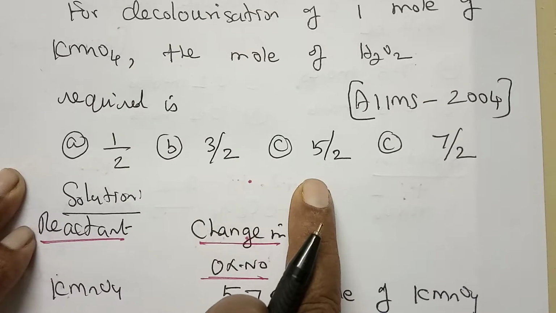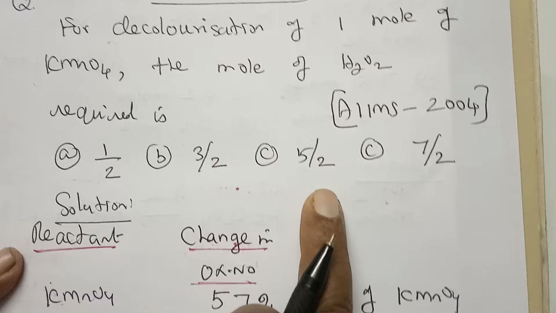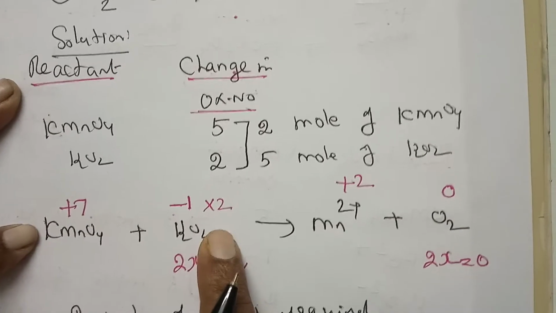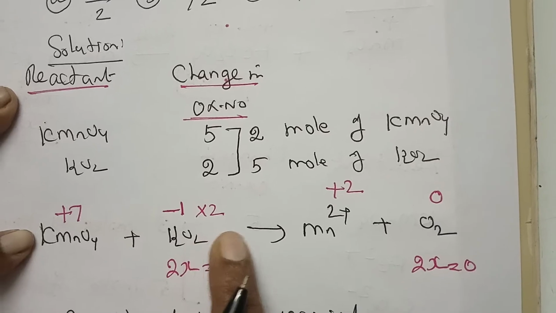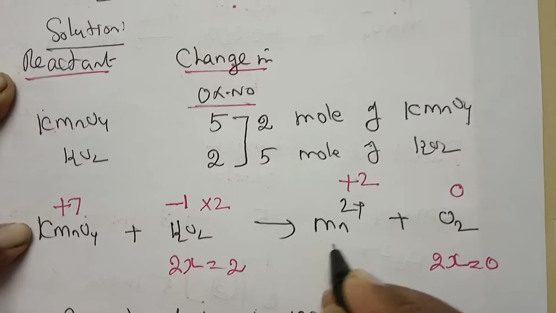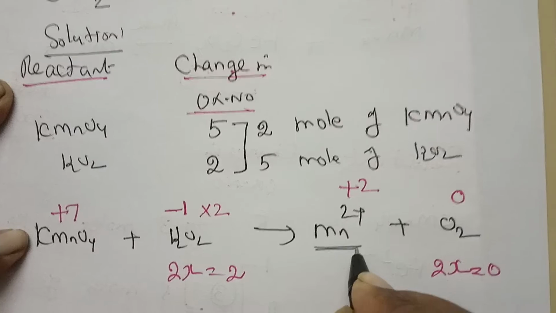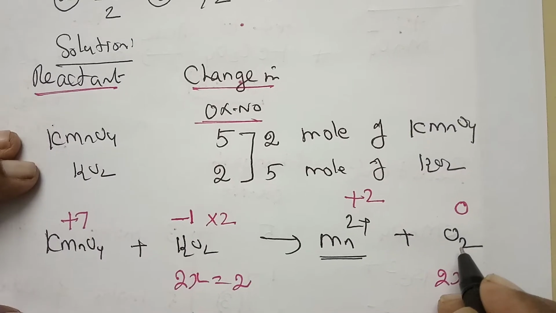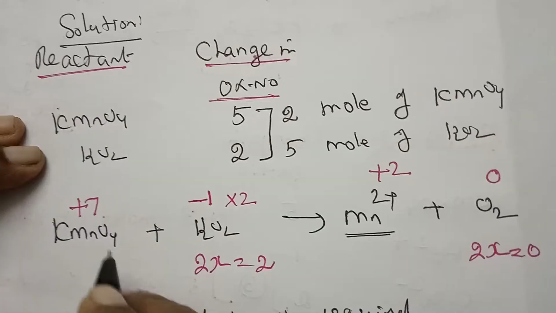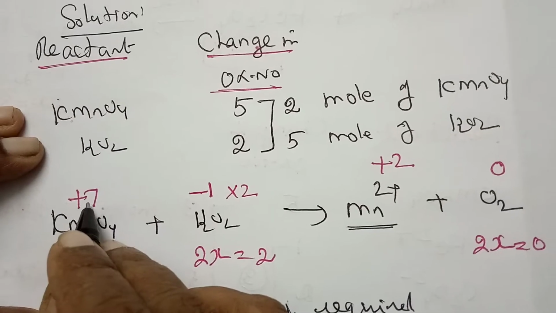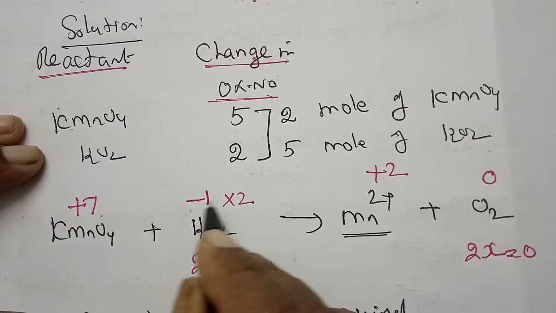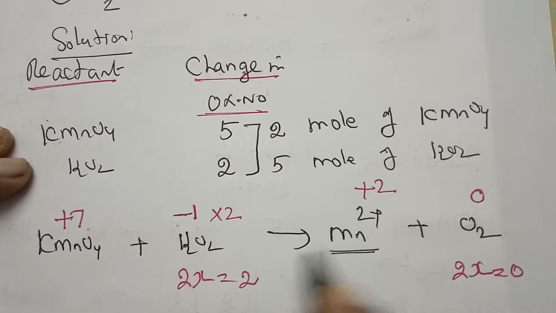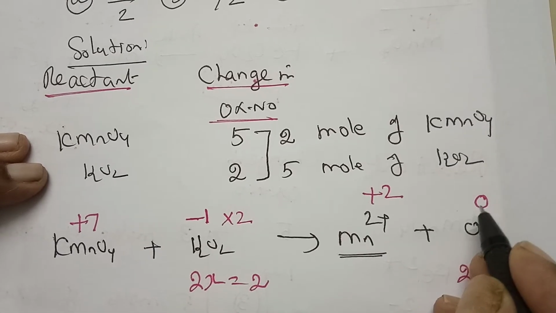For this question, you have to approach the equation. The new trick here: potassium permanganate with hydrogen peroxide in the acid medium. The medium is not represented, so you take it as an acid medium. Permanganate is reduced to Mn2+, and hydrogen peroxide on oxidation gives oxygen. So this is the reaction where you have to find out the n factor. Permanganate with the +7 oxidation state is reduced to +2, whereas in hydrogen peroxide the oxidation number of oxygen goes from -1 to 0, so it is getting oxidized.